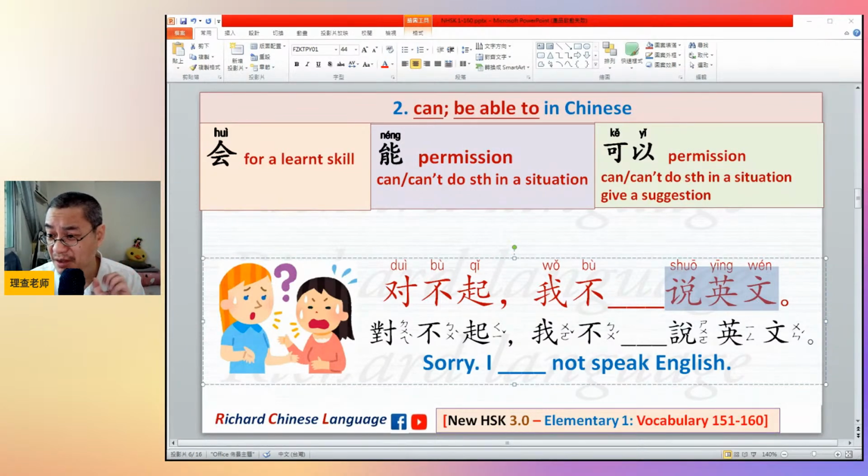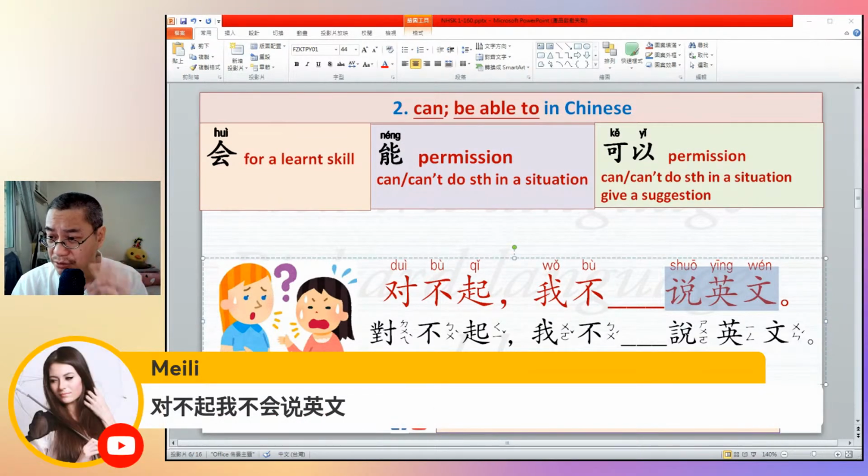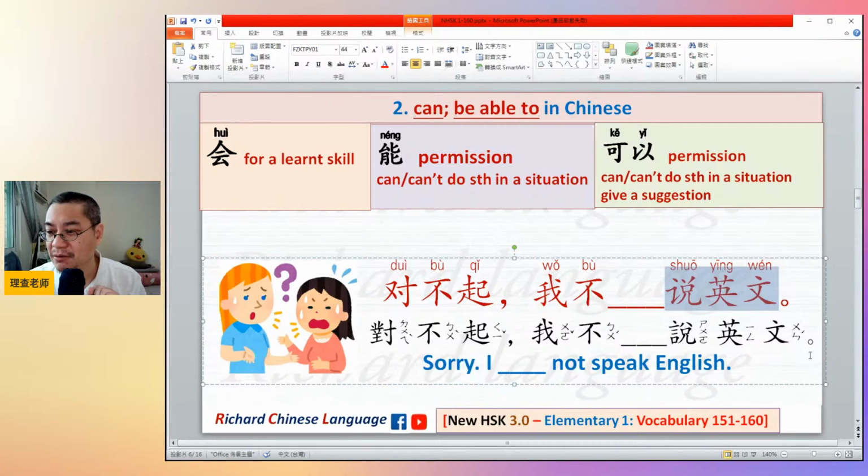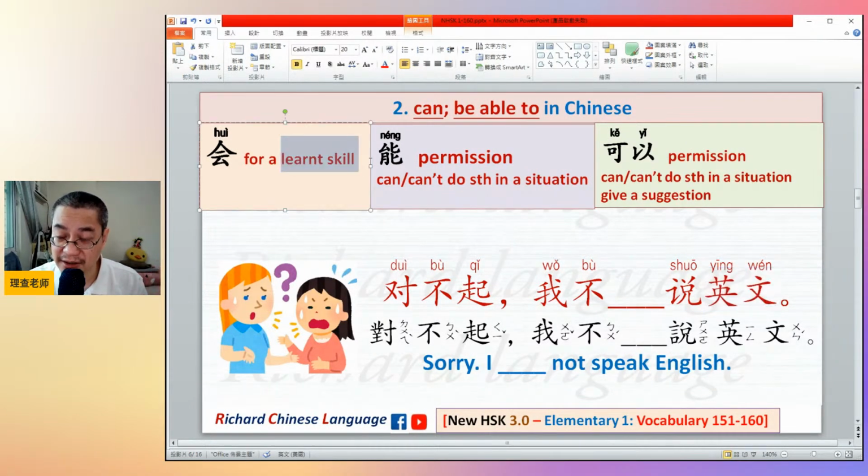Do you agree? 对不起我不会说英文。Good, very good, you're right. Why? Because English is a learned skill. When the foreign friend is talking to you but you can't, maybe you haven't learned English at all. You don't know how to speak English, so it's a kind of learned skill. 对不起我不会说英文。Sorry, I don't speak English. I don't know English. I don't know English words at all.